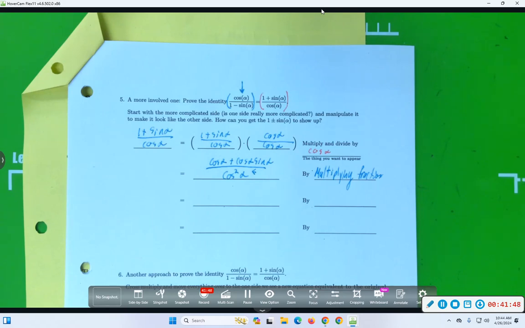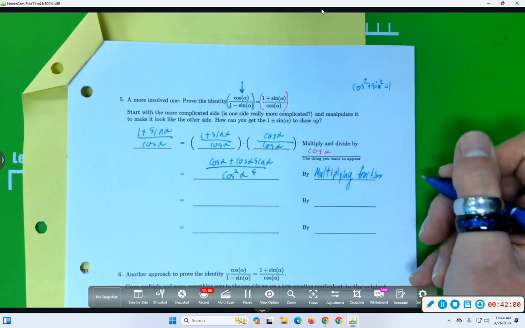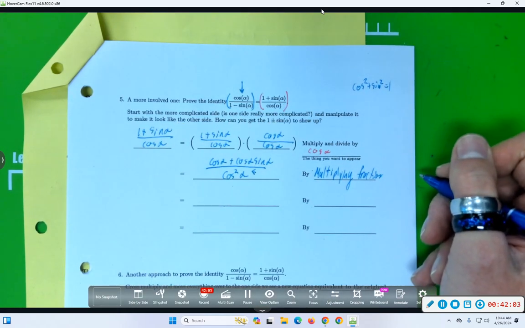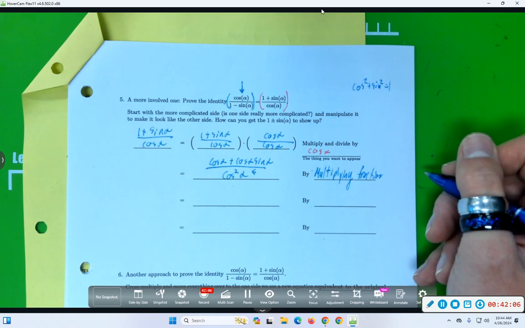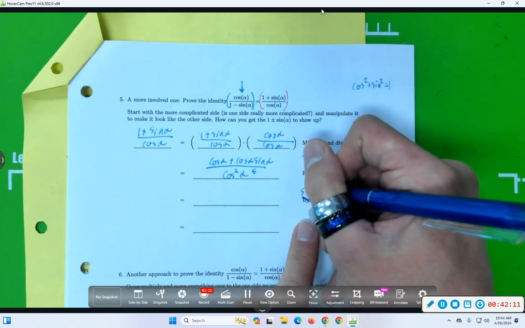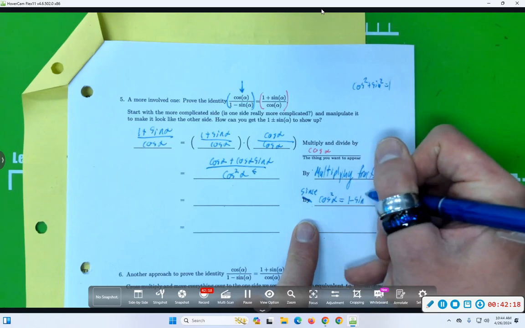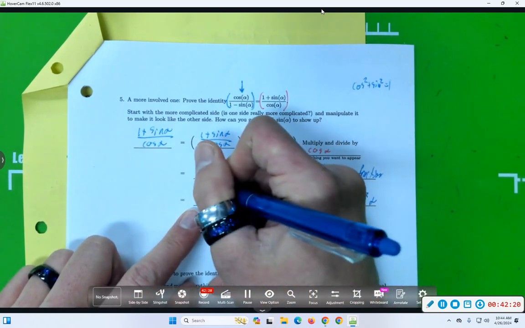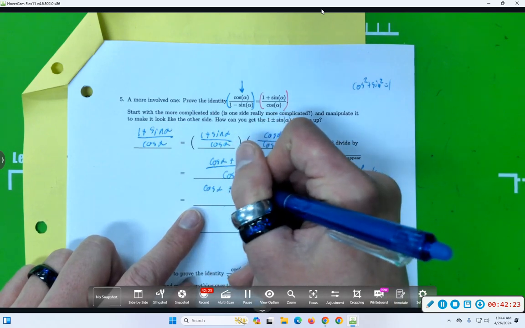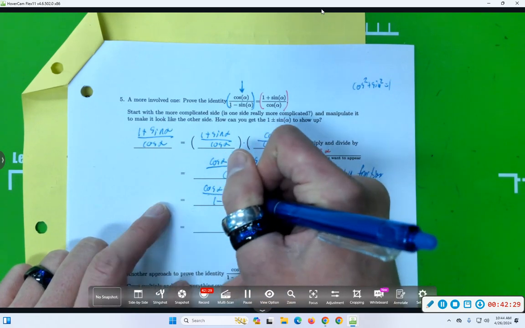Oh yeah, that's true, but it's not what I want to do. What does the Pythagorean identity say? Nice. Could I use that to get cosine squared in terms of sine squared? Yeah, so let's do that. Cosine squared alpha equals 1 minus sine squared alpha. This is going to become cosine alpha plus cosine alpha sine alpha, all over 1 minus sine squared alpha.